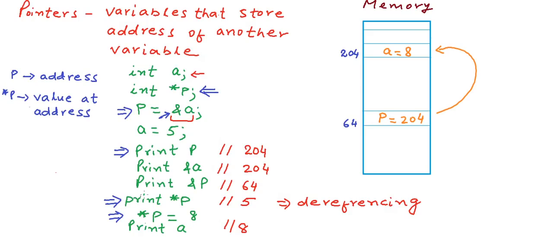In the coming lessons, we will see some code snippets where we will see some of the common errors that we make while using pointers, and we will also learn pointer arithmetic and pointers in the context of arrays.